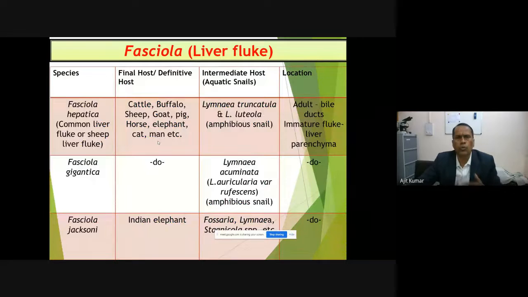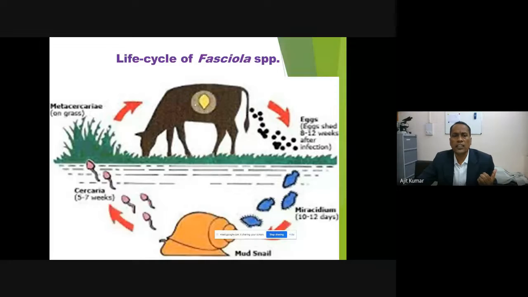Then liver fluke. Liver fluke is an important infection found in cattle, buffalo, sheep and goat. It is a snail-borne disease. Its intermediate host is the snail. From the infected host, eggs are excreted in the environment. Eggs develop into Miracidium larva, and Miracidium enters the snail. From the snail, Cercaria larva emerges. Cercaria encysts on the aquatic vegetation and forms metacercaria. Metacercaria is the infective stage. Cattle, sheep and goat get the infection during grazing, by feeding on metacercaria-infected aquatic vegetation.